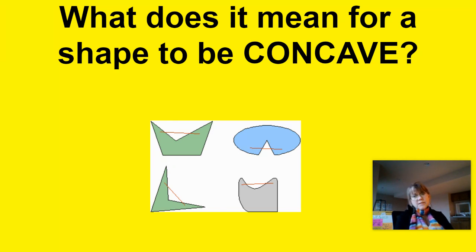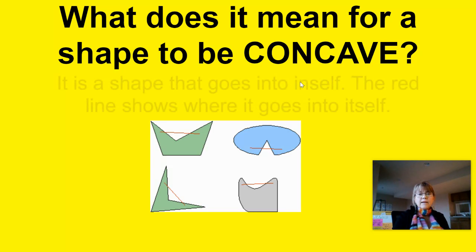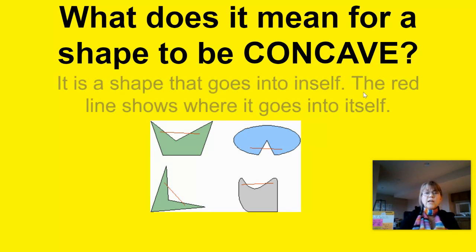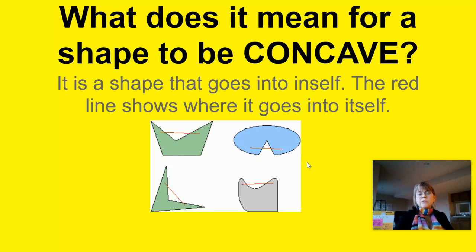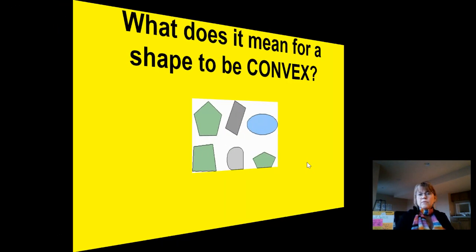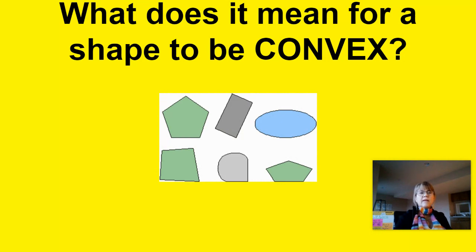So all shapes can be categorized as concave or convex. We'll notice here that each of these shapes has a red line. Now, a concave shape goes into itself. Think of a heart going into itself, or a cave, you walk into it. So all of these look like a mouth, the mouth of a cave, and the red line is showing where it goes into itself. So those are concave shapes. Whether they're polygons or not, they are concave.